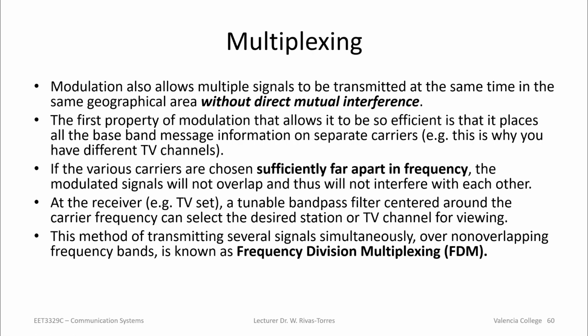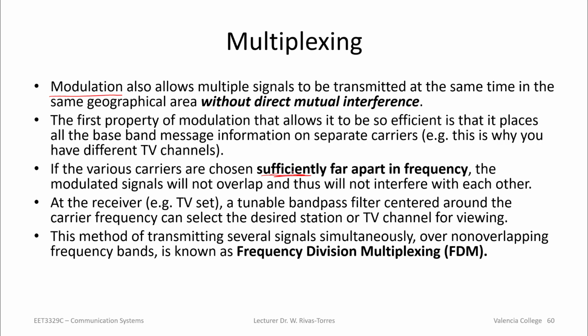One of the nice things about modulation is that it allows multiple signals to be transmitted at the same time in the same geographical area without direct interference with each other, right? So this is one of the properties of modulation. This is why you can have different TV channels, because you modulate the signal onto different carriers at different frequencies. And as long as these frequencies are sufficiently far apart from each other, they will not interfere with each other.